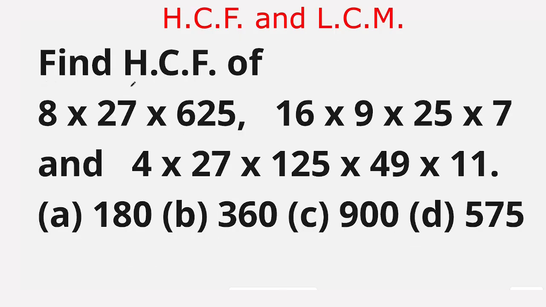Our question is, find HCF of 8 multiplied by 27 multiplied by 625. This is the first number. The second number is 16 multiplied by 9 multiplied by 25 multiplied by 7. And the third number is 4 multiplied by 27 multiplied by 125 multiplied by 49 multiplied by 11. The given options are option A 180, option B 360, option C 900, option D 575.